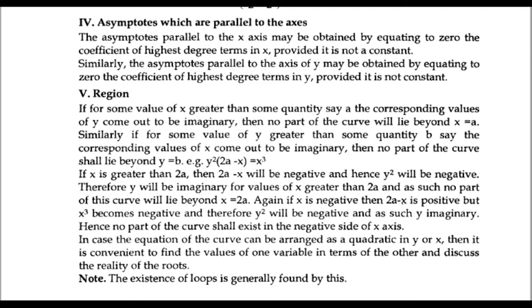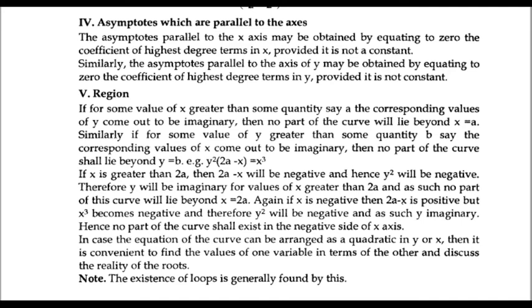Asymptotes parallel to the x-axis may be obtained by equating the coefficient of the highest degree terms in x to 0, if it is not a constant. On the other hand, asymptotes parallel to the y-axis can be obtained by equating the coefficient of the highest degree terms in y to 0, provided again it is not a constant.